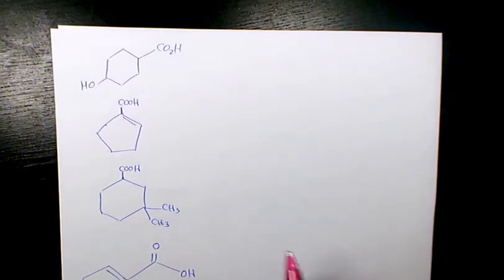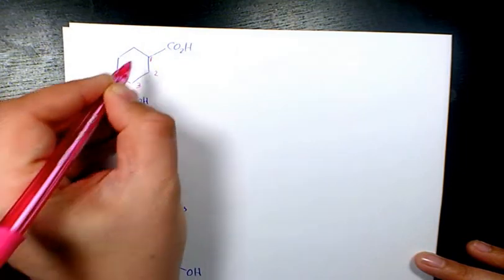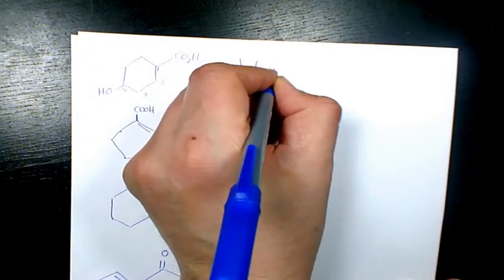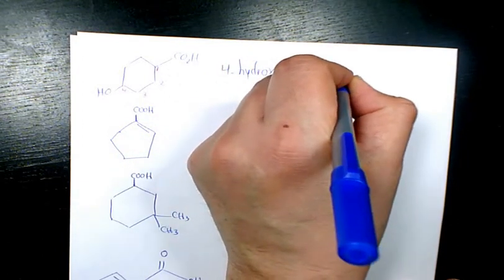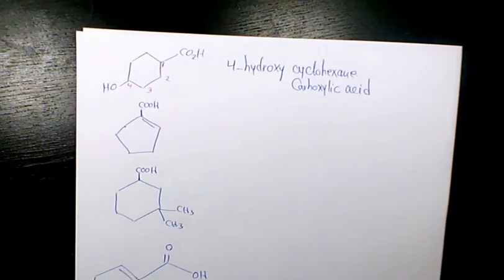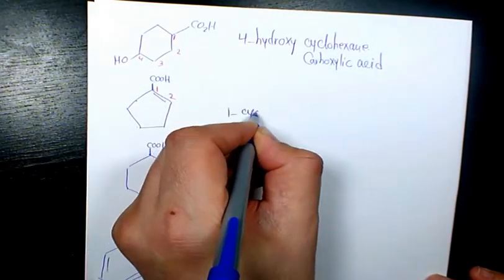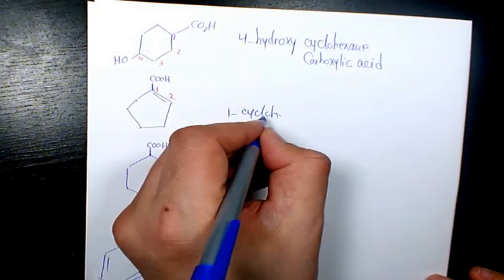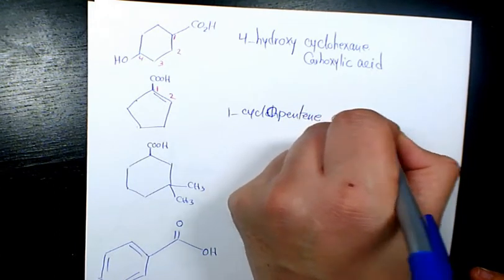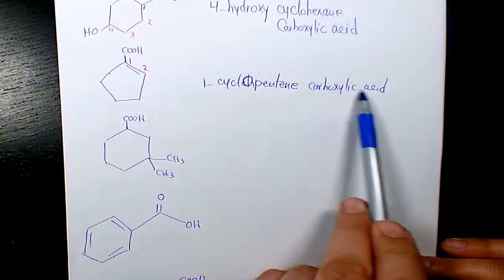In order to name this organic compound, we need to start from here. So that's going to be 1, 2, 3, 4. It doesn't matter which way you go because here we have 2, 3, 4 as well. So it's going to be 4-hydroxycyclohexane carboxylic acid. Next one, it's going to be 1 and 2. When we name it, it's going to be 1-cyclo, because we have 5, it's going to be cyclopentene carboxylic acid. So because we have 5 carbon, we have cyclopentene carboxylic acid.